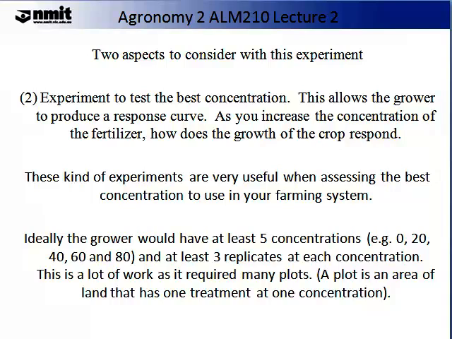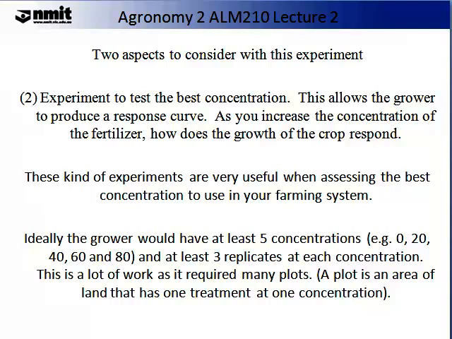There are well-articulated methods for investigating the best concentration of a chemical product on a crop. These experiments allow you to produce what is called a response curve. That is, as you increase the concentration of the product, in our case the fertilizer, how does the growth of the crop respond with each incremental increase? These kinds of experiments are very useful when assessing the best concentration to use in your farming system.